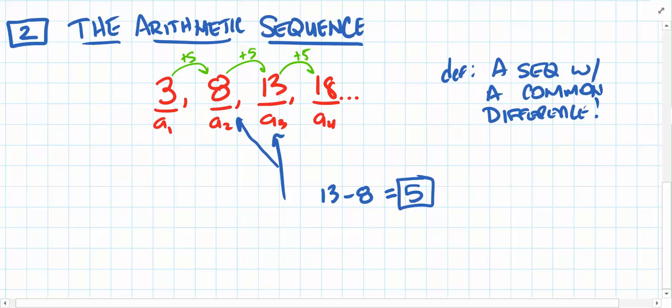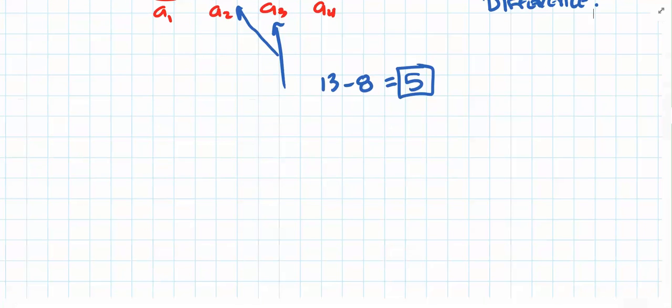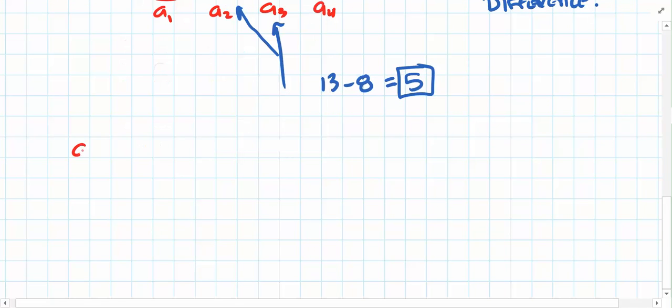Meaning that if I pick any term in the sequence, I can subtract off the previous term, and that result shall remain constant for any 2 consecutive terms, right? What do I mean by 2 consecutive terms? What does the word consecutive mean? One after another, right? So let's do a couple of examples in the same box here to make sure we illustrate the point. So let me give you a sequence: 5, 11, 17, 23.